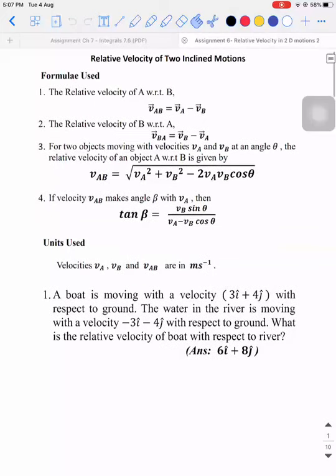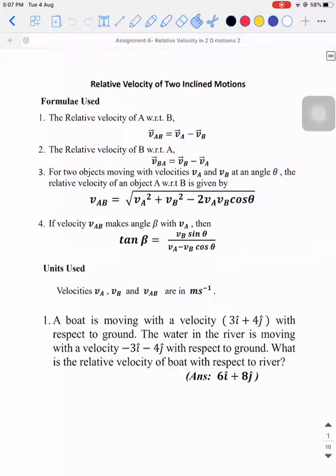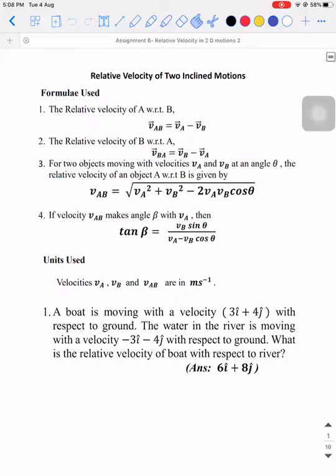So write down, today's topic is going to be relative velocity of two inclined motions. Okay. So today's plan is, I will explain to you what is relative velocity in two-dimensional motion.